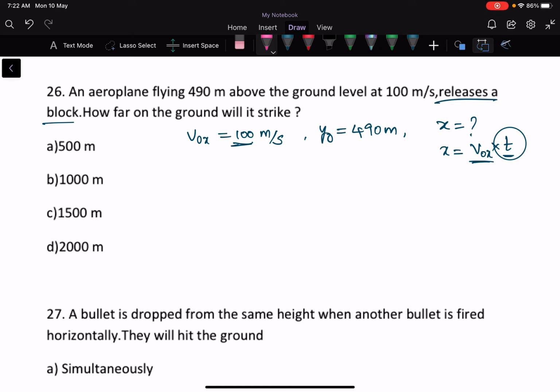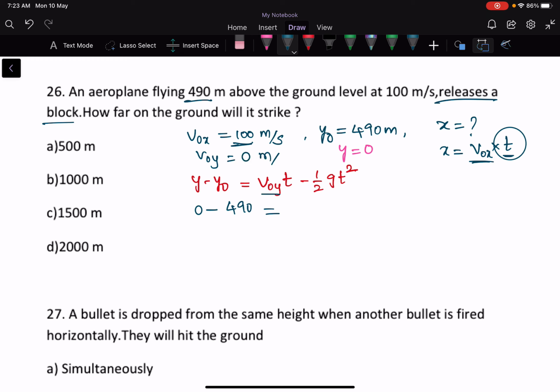To find out the time when it touches the ground, final position y is equal to 0. So I am writing the equation y minus y0 is equal to v0y into t minus half g t square. So y is nothing but 0, minus y0 is nothing but 490, equal to v0y. As the aeroplane is flying along a horizontal direction, the vertical component of velocity is equal to 0 meter per second.